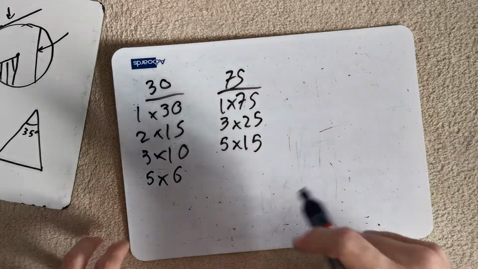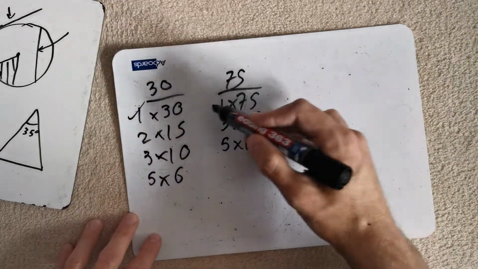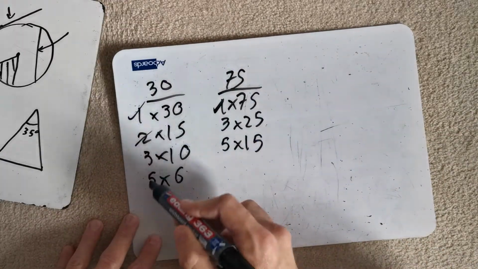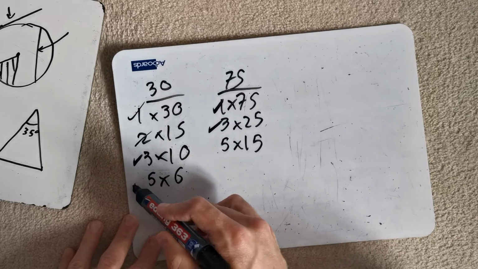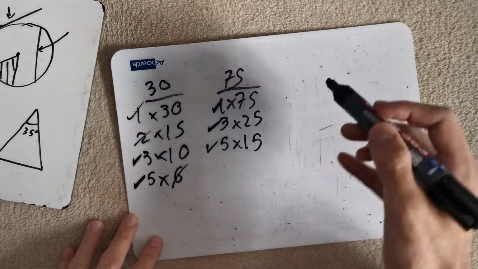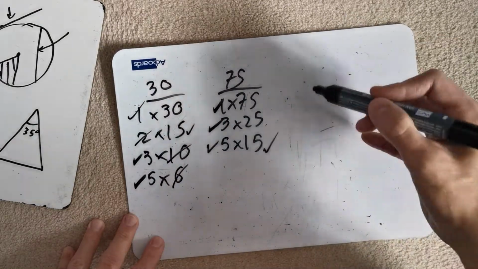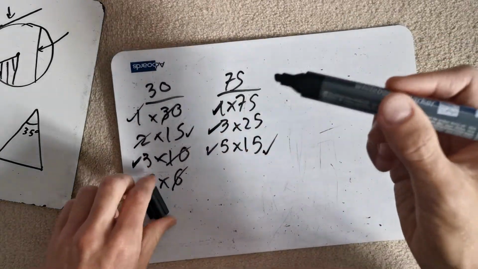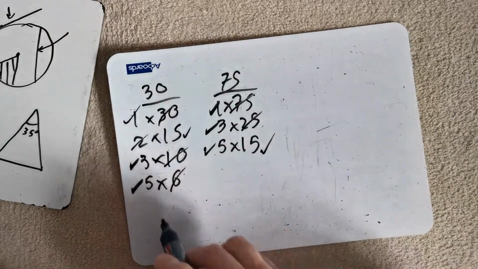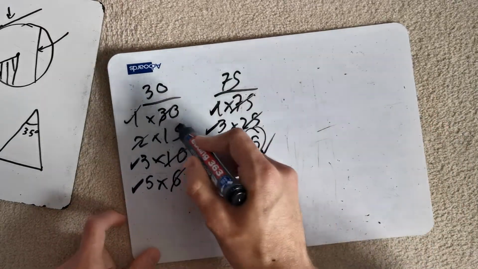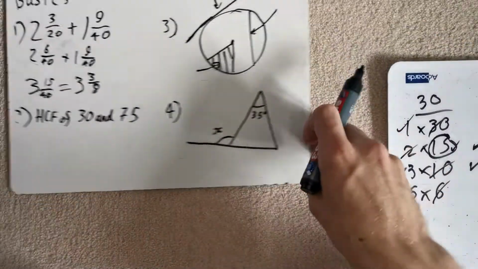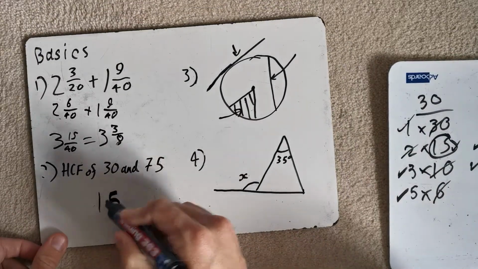Yes, okay, so 1's in both, 2's not, 3's in both, 5's in both, 6 isn't, 10 isn't, 15's in both, 30 isn't, oops, 25 isn't, 75 isn't. So the highest common factor is 15 for this one. Highest common factor is 15.